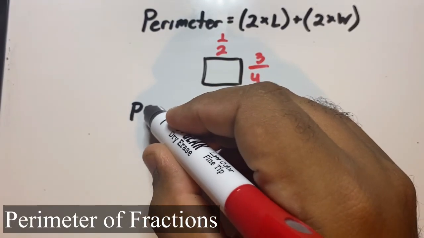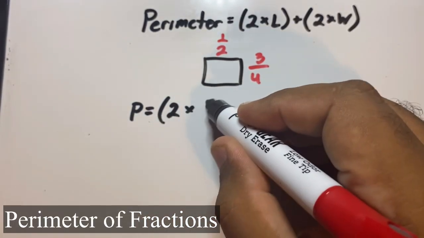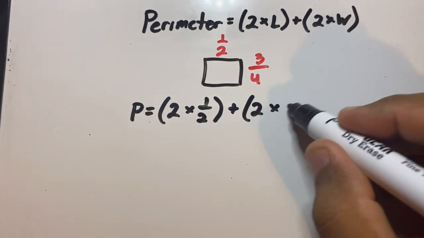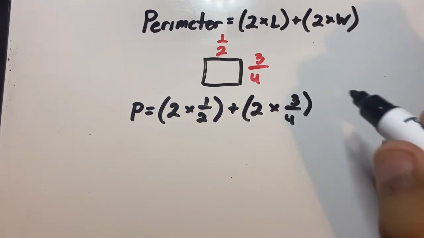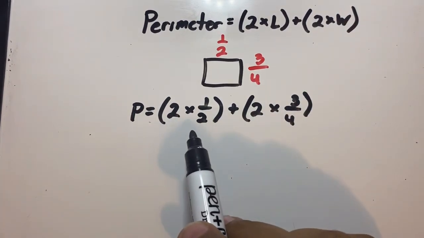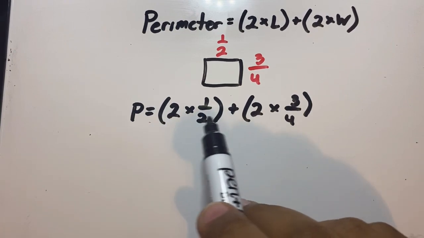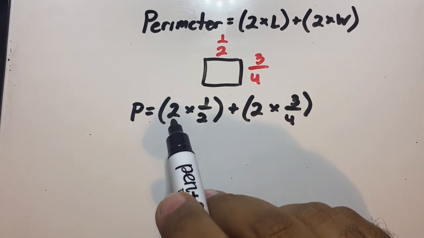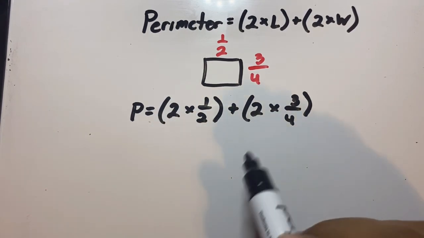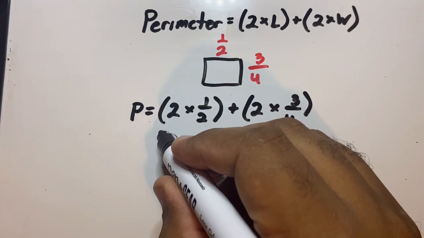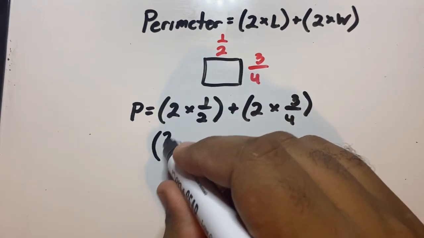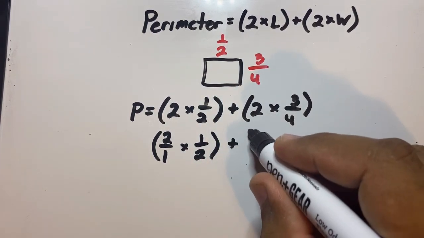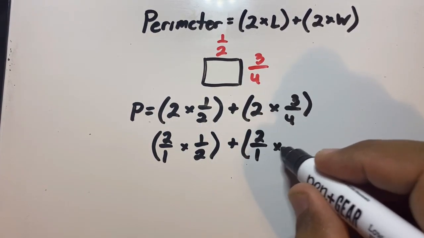P is going to equal 2 times half plus 2 times 3/4. You can't multiply fractions to a whole number like this. It's gonna mess you up. So to do that, we need to turn this number 2 and this number 2 into fractions. How we do that is very easy. We're gonna rewrite it, and instead of just the number 2, it's gonna be 2 over 1 times half plus 2 over 1 times 3/4.